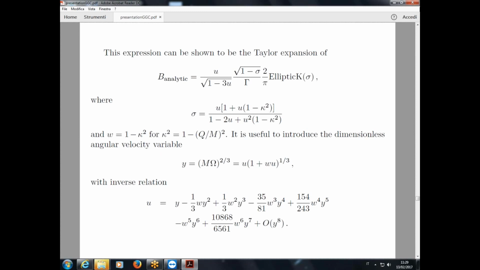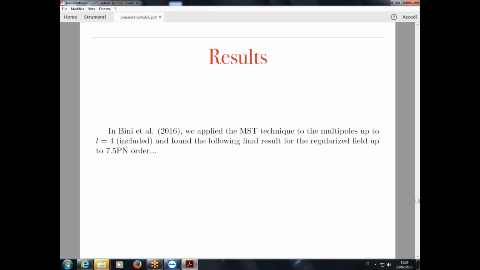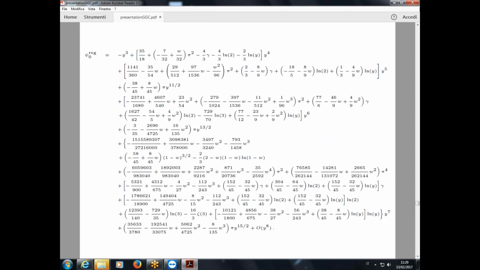given by the Taylor expansion of this function. And we are going to use Y and U. U is the ratio between the mass and the radius, the distance from the central object, and Y is given by this. So we found out, using the Mano, Suzuki, and Takasugi technique, up to L equal 4 and 7.5 PN order, this huge expression for the scalar field.